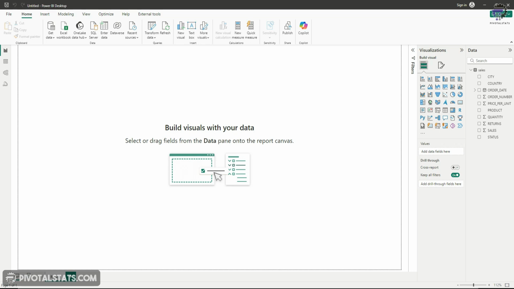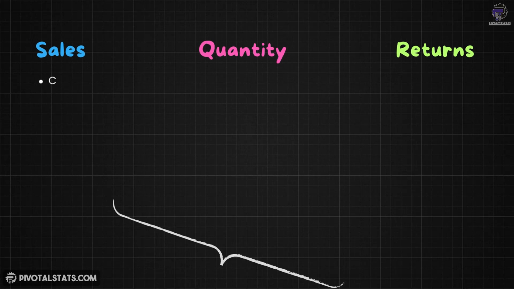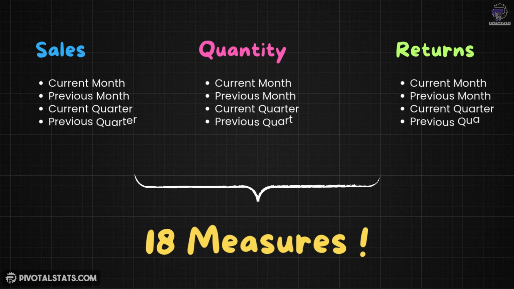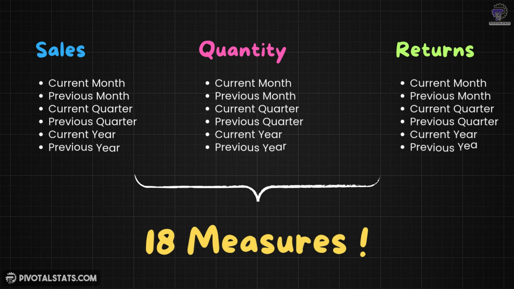Now, if it was just sales, I would have just gone ahead and created those 6 measures and completed my task. But now the problem here is I have 2 more columns which are returns and quantity. I want the same thing for these 2 columns as well. So which means I need to create 18 measures just to show those time related measures for these 3 columns.